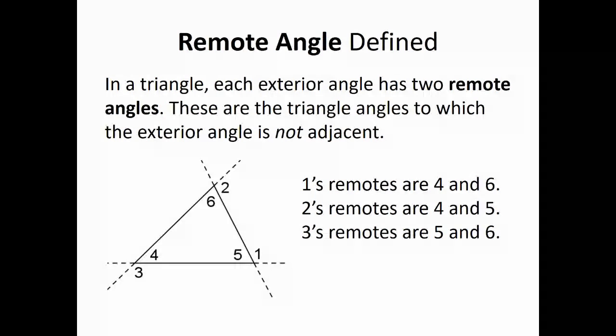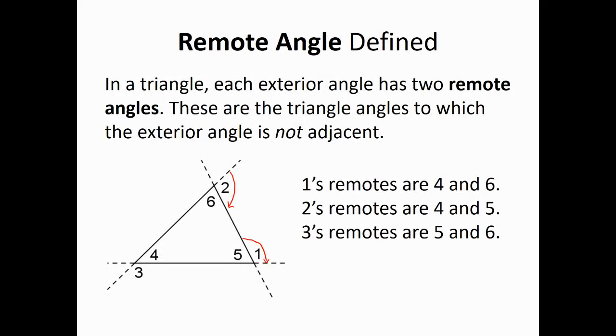So look at the diagram below. We have the exterior angle 1, and then, of course, the interior angles of the triangle are 4 and 5 and 6. Now, the two of those to which 1 is not adjacent are 1's remote angles. 1 is adjacent to 5, so the two angles to which it is not adjacent are 4 and 6. And this means, of course, then, that 1's remotes are 4 and 6. If we move, however, to angle 2, the two interior angles to which it is not adjacent are 4 and 5. So 2's remotes are 4 and 5. And then finally, 3's remotes are 6 and 5.